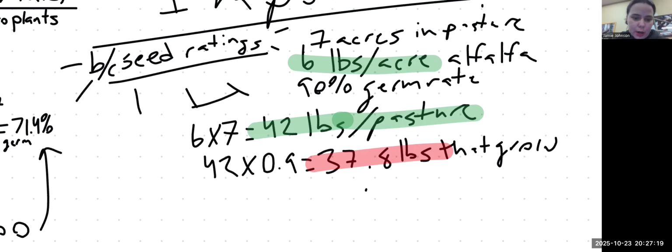But let's talk about how to actually get that 6 pounds per acre. So rather than multiplying by 0.9, we would divide by 0.9, by that germination rate, in order to get a number that compensates for that 10% that doesn't seed, I think.